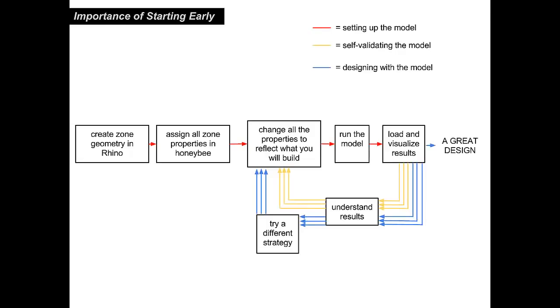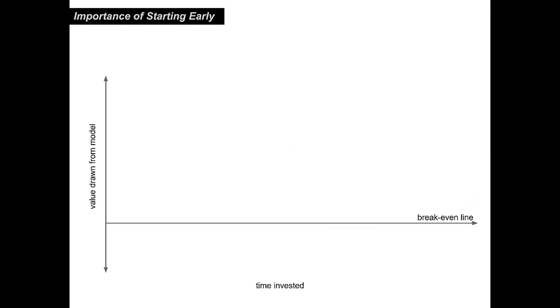But out of it, you get a great design. You not only get something useful, you get something that really improved your design. And to visualize how this value happens on a graph: if you have the value drawn from a model on the y-axis versus the time you invested in it on the x-axis, then in the first part, when you're just setting up the model, you're kind of going into the red. You're investing a lot of time and just getting garbage, not really drawing anything out.